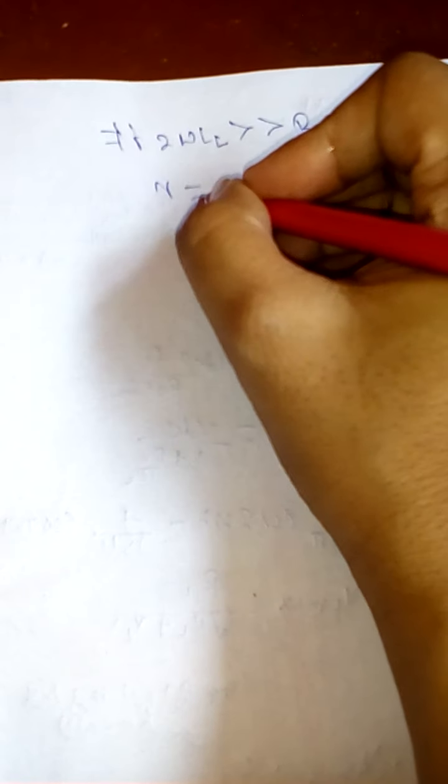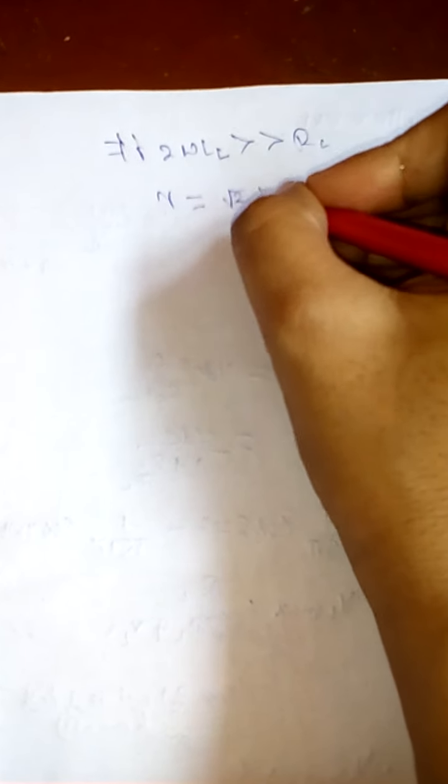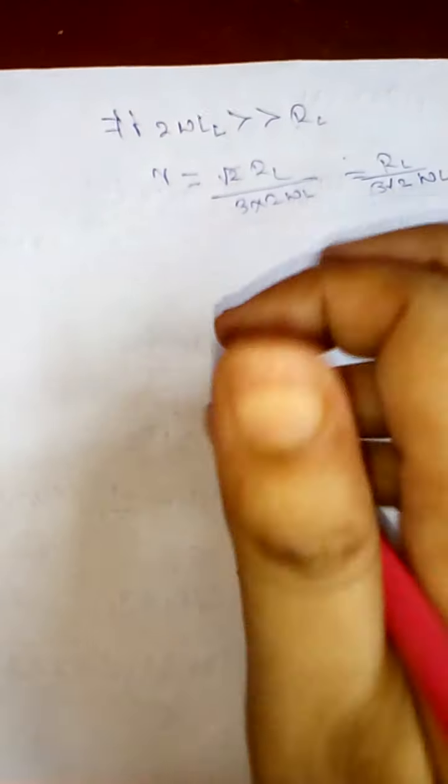Then if 2 omega L is very much greater than RL, at the rectification frequency, the ripple factor is given by root 2 RL by 3 into 2 omega L, that means RL by 3 root 2 omega L. This is the equation we get.